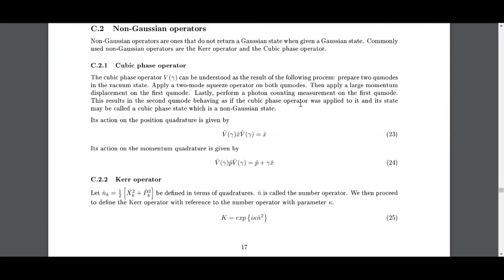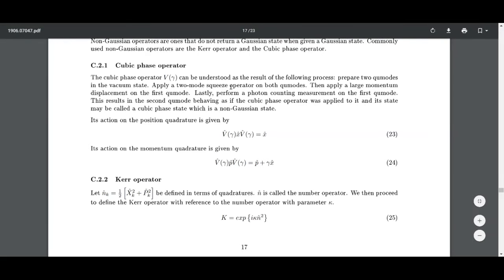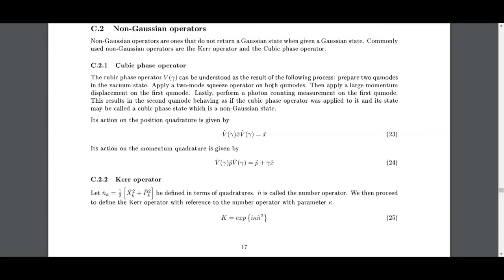So, two-mode squeeze operator on both Q modes. Remember the squeeze: it reduces uncertainty in either position or momentum and increases uncertainty in the other one. Then you apply a large momentum displacement on the first Q mode. Lastly, perform a photon counting measurement that we don't know what it is. But because we're measuring, it seems like that's affecting the first Q mode, and then no, it affects the second Q mode because we're doing the measurement on the first Q mode. Behaving as if the cubic phase operator was applied to it, and its state may be called a cubic state.